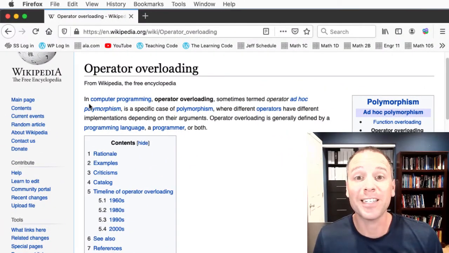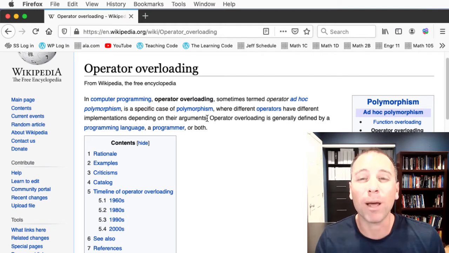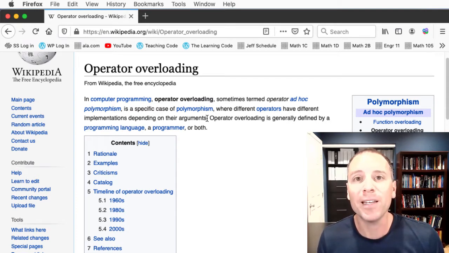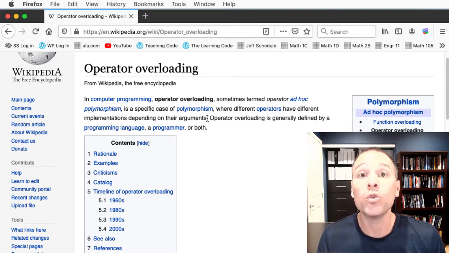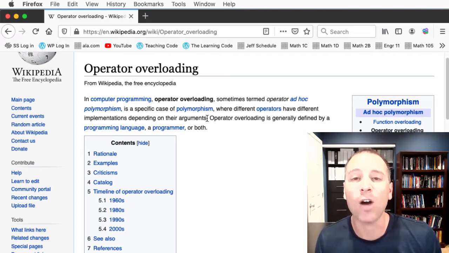Let's look at this first sentence, which is a doozy of a sentence. In computer programming, operator overloading, sometimes called ad hoc polymorphism, is a specific case of polymorphism where different operators have different implementation depending on their arguments. Who talks like that? What they mean is that one typed symbol from your keyboard can do different things depending on how you type it.